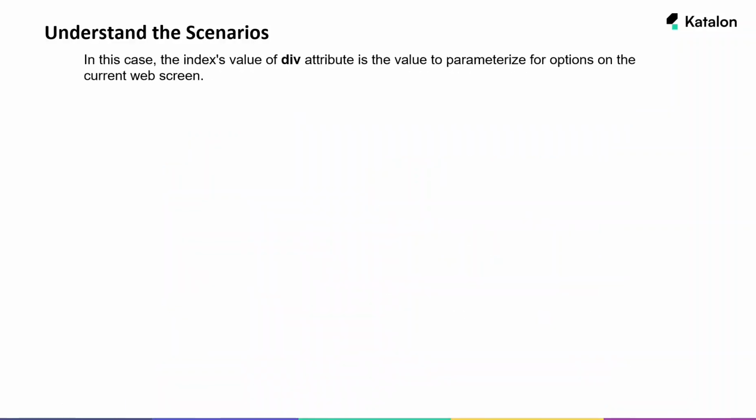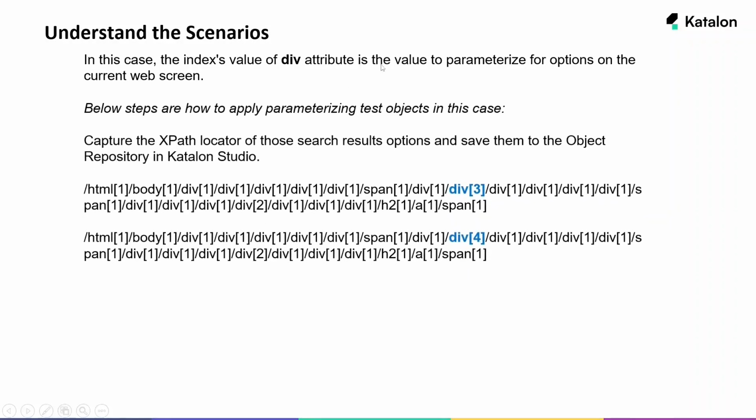So in this case, the index value of the div attribute is the value to parameterize for options on the current web screen. If you see here, these are the indexes. If you see the div, this is your first link. This is your second link. If you see the div index is changing, 3 and 4. That means you need to parameterize the index of your div attribute. Correct? You need to parameterize the index value of the div attribute.